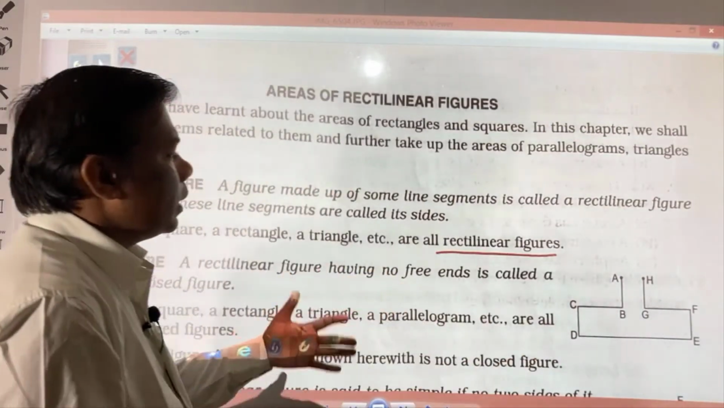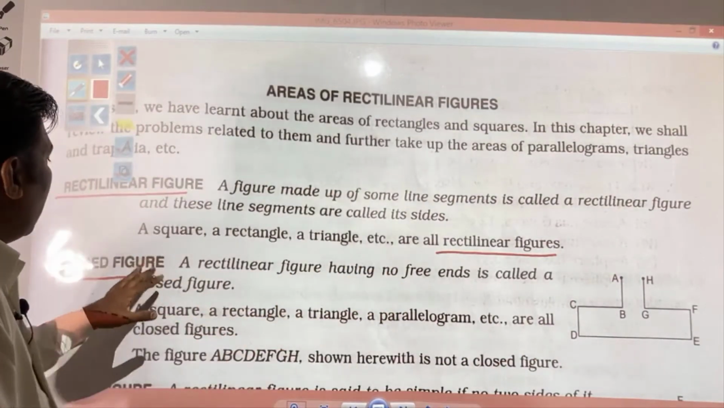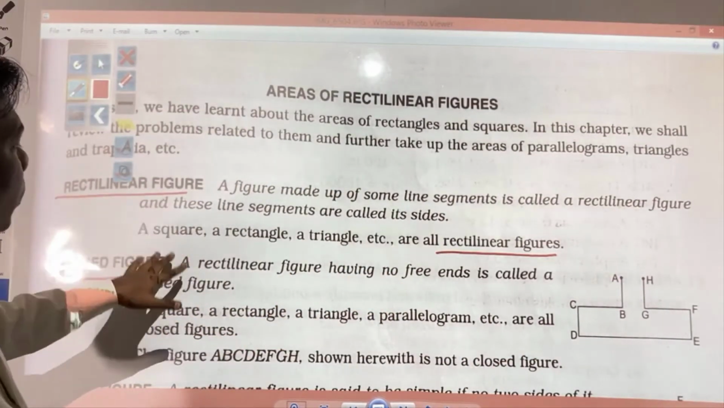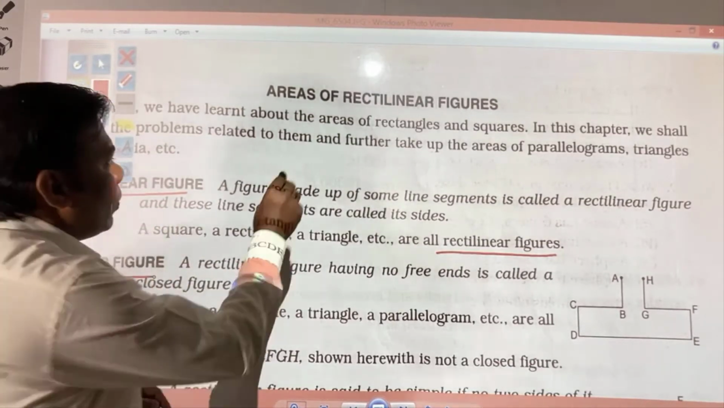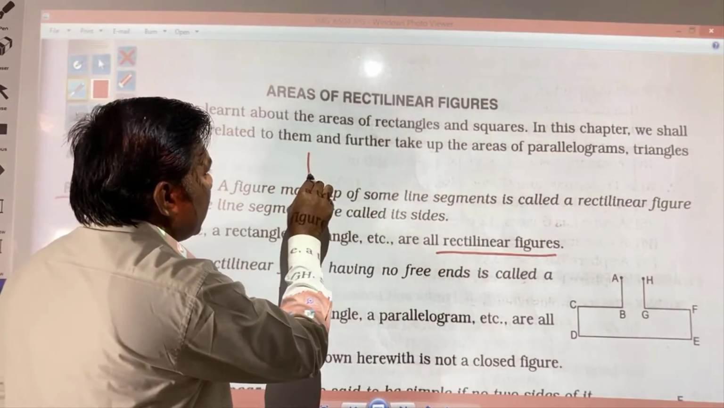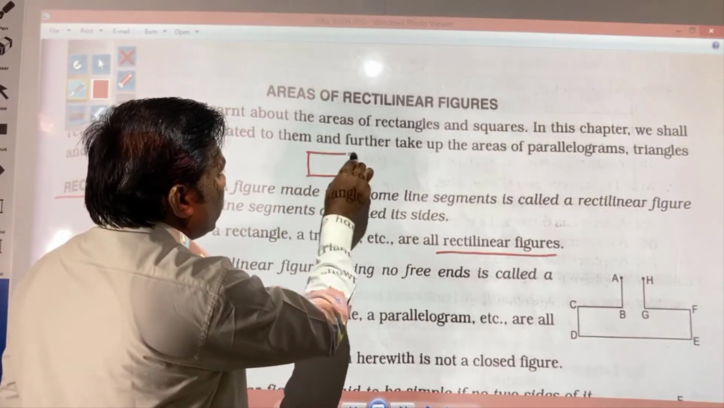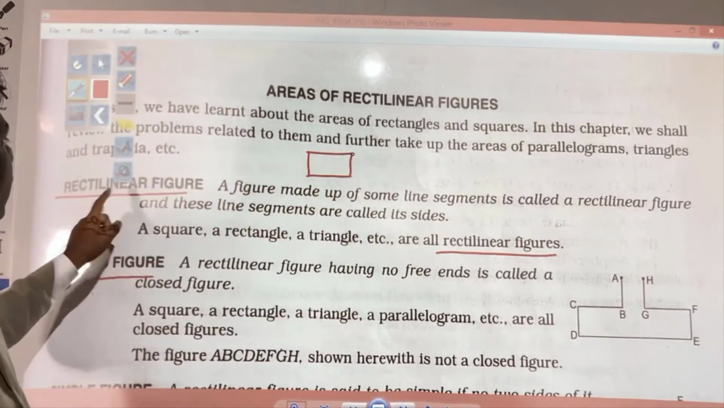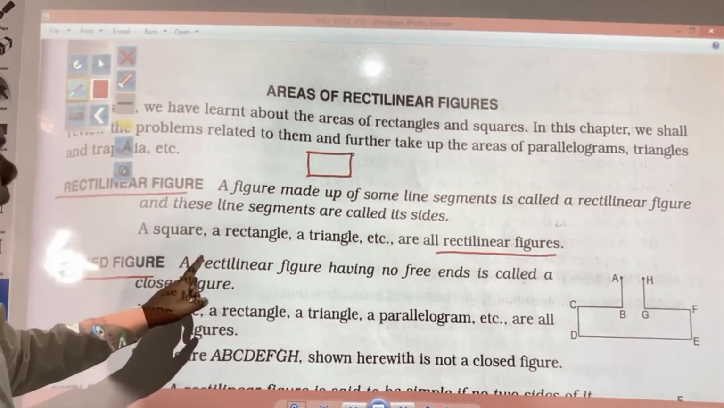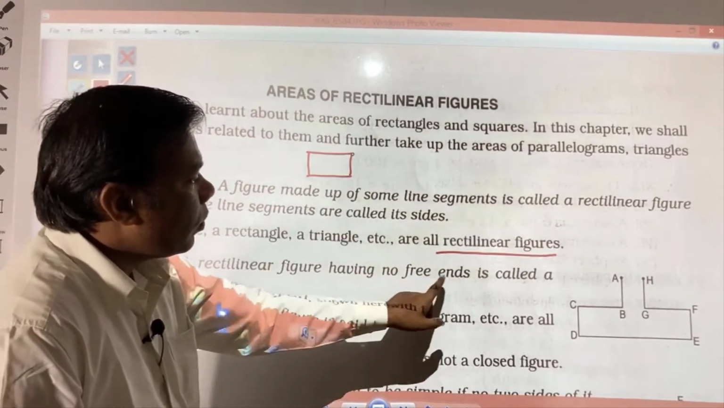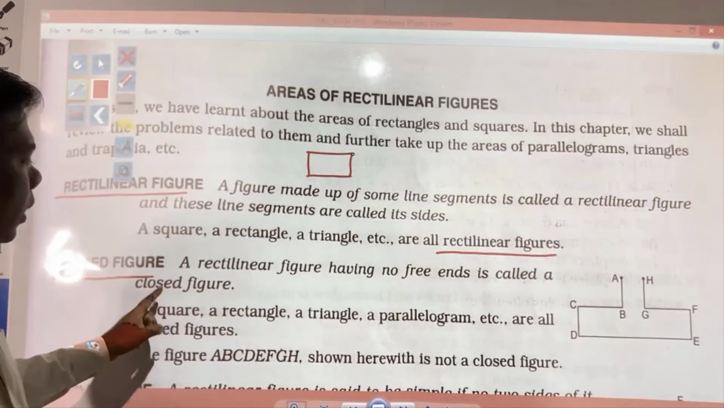So what difference is there? Just you see. A rectilinear figure has an enclosed figure. Line segments are there and an area has been enclosed. So that is called a rectilinear figure. But what is a closed figure? A rectilinear figure having no free ends is called a closed figure.